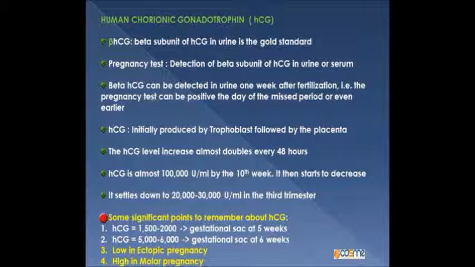Significant points to remember about HCG are: when HCG is usually 1,500 to 2,000, it means that the gestational sac is at 5 weeks. If the HCG is between 5,000 and 6,000, then the gestational sac is about 6 weeks. It will be low in ectopic pregnancy and high in molar pregnancy.